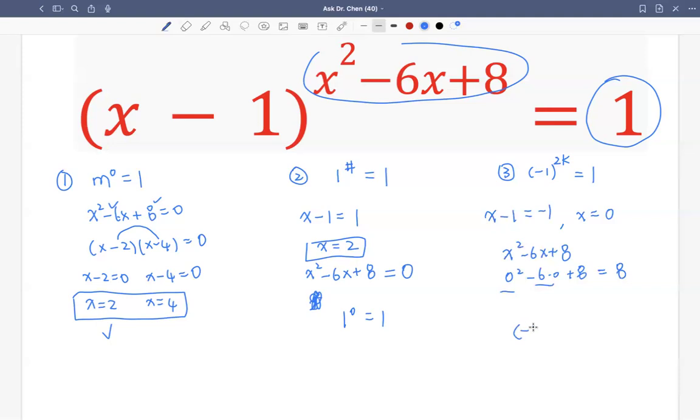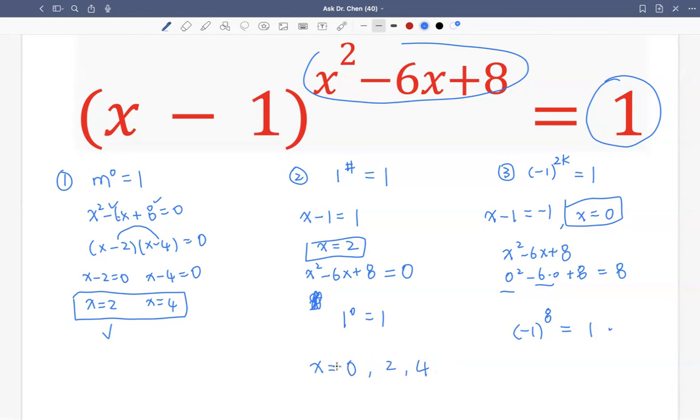So we have a -1 raised by an even number. Oh, hold on a second. Oh no, x minus 1 equals -1. Yes, x minus 1 raised by the number 8, which is an even number, so that equals 1. Okay, so that proves x equals 0 is also a solution. So in total, 3 cases give us 3 solutions: x equals 0, 2, and 4.